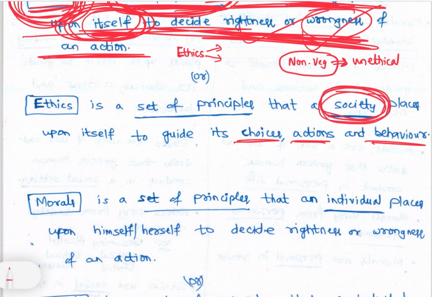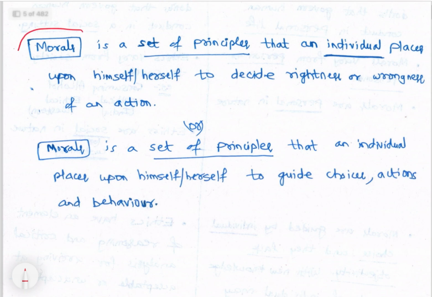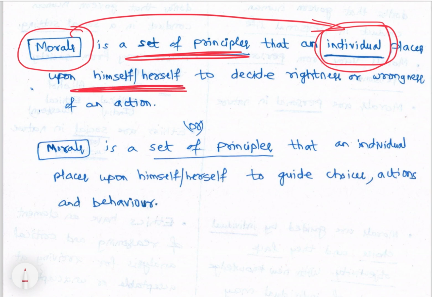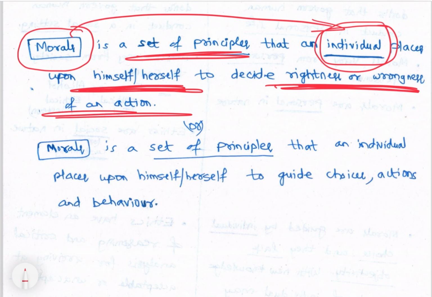Now let's discuss the definition of morals. Morals is a set of principles that an individual places upon himself or herself to decide rightness or wrongness of an action. Whenever we talk about morals, we talk about the individual. So if a person considers drinking alcohol immoral, he considers it wrong. If a person considers eating non-vegetarian food immoral, based on that he decides rightness or wrongness of an action.